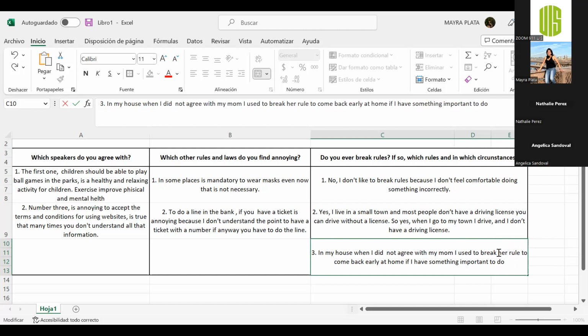And then it says, in my house, when I did not agree with my mom, I used to break her rule to come back early at home, if I had something important to do, you know, to keep the alignment. And then now we're talking about a rule that you didn't follow in the past because that was what you wanted to share. Perfect, ladies. Guys, thank you, teacher.